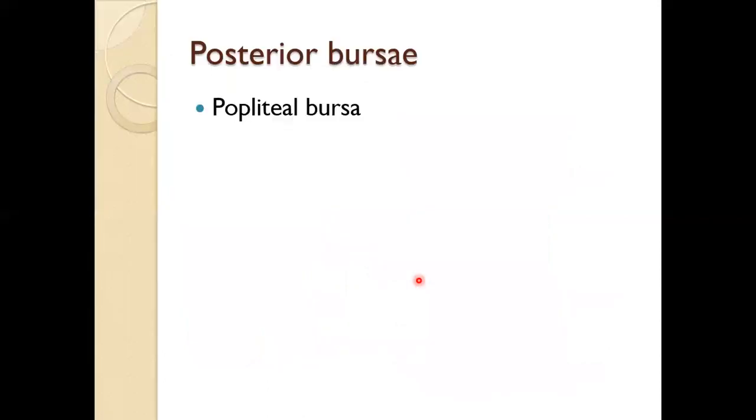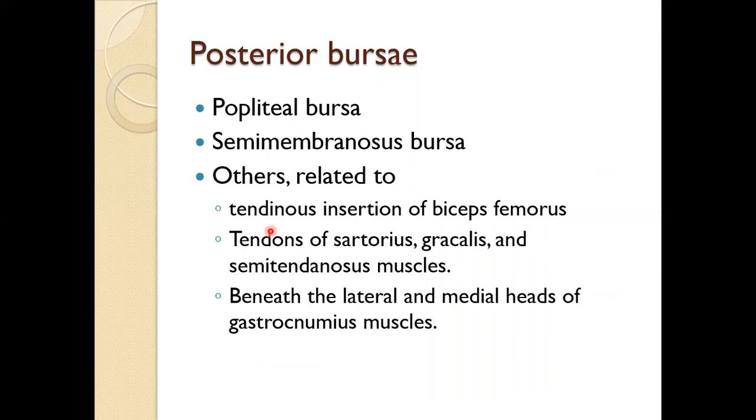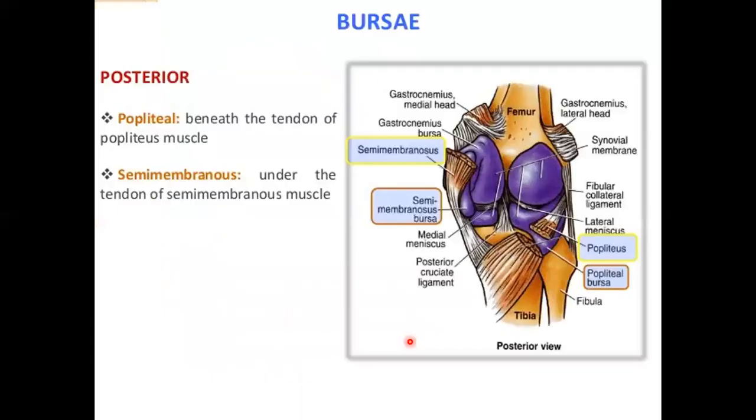Now the posterior bursae. Number one, the popliteal bursa, and the semimembranosus bursa, right? These two are the larger and more famous ones, and the others are related to the tendon insertions of the biceps femoris muscle, the tendons of the sartorius, gracilis, and semimembranosus muscles, and beneath the lateral and medial heads of the gastrocnemius muscle. Okay, so popliteal and semimembranosus are the larger, more well-known and important bursae on the posterior side.